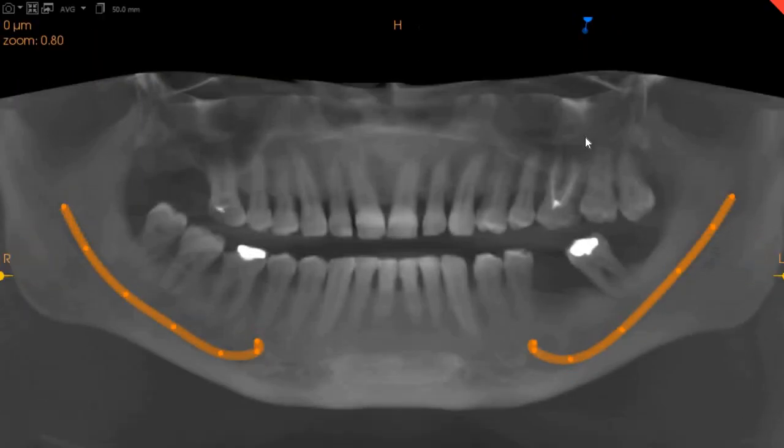This is the CBCT of the patient that you had requested. The area of interest is the upper left 6, 7, the lower left 6, 7, the upper right 6, and the lower right 6 and 7.